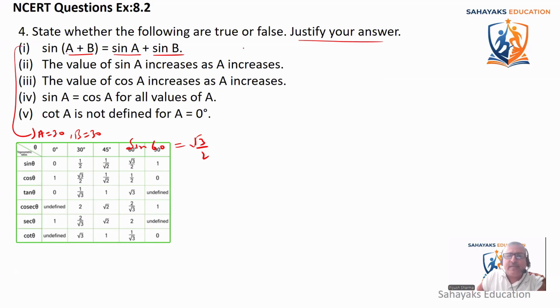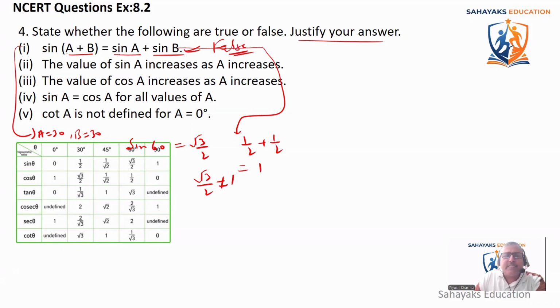Now let's find the right hand side. It is sine A, that means sine 30, which is 1 by 2, plus sine B, again 1 by 2. So it comes out to be 1 by 2 plus 1 by 2, which is 1. Root 3 by 2 is not equal to 1. So this statement is false. Sine (A plus B) is not equal to sine A plus sine B.